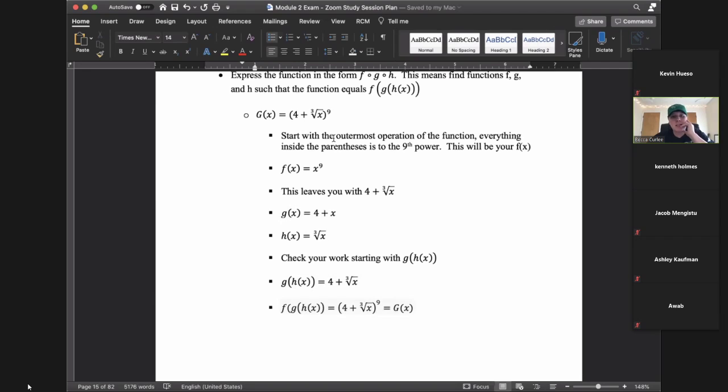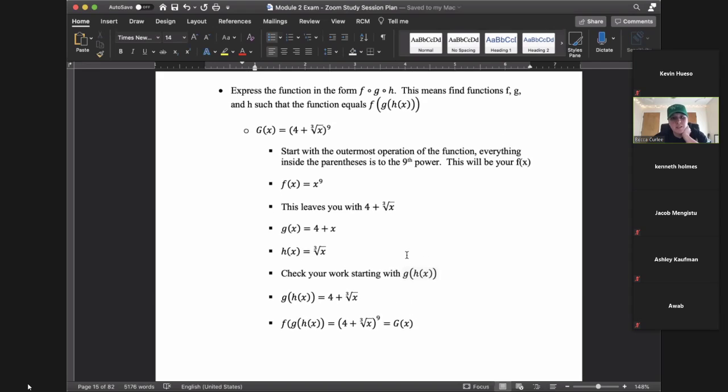And then if you plug all of that into f of x, you just take it all to the 9th power. If we said f of x was x to the 9th, then we come up with f of g of h of x equals 4 plus cube root of x to the 9th, which is the same thing as g of x. So just basically starting with the outermost part of the function definitely helps with that.